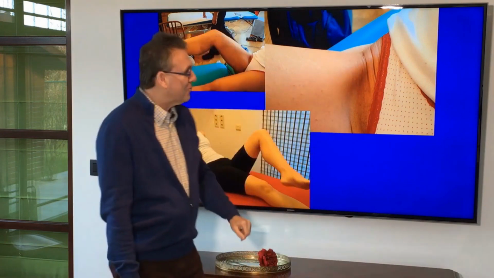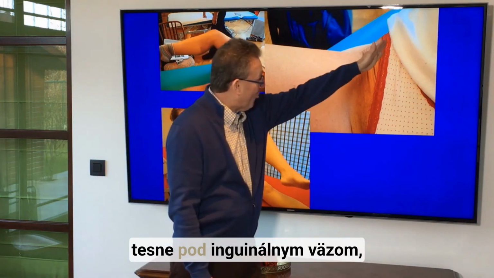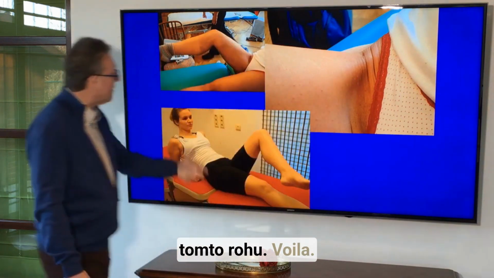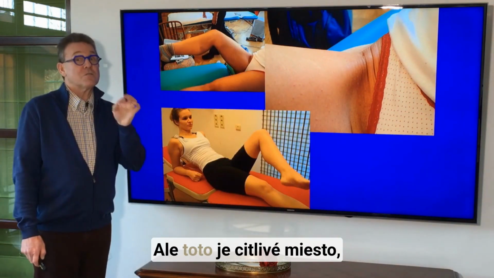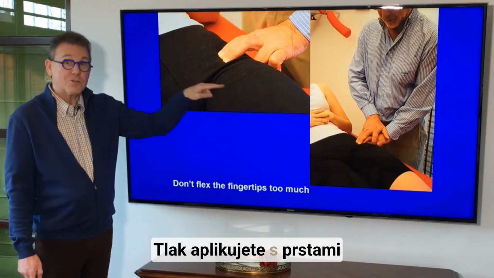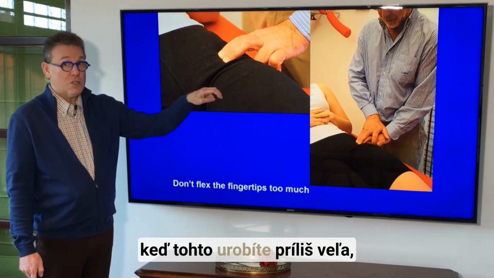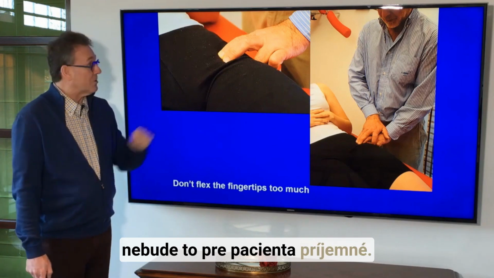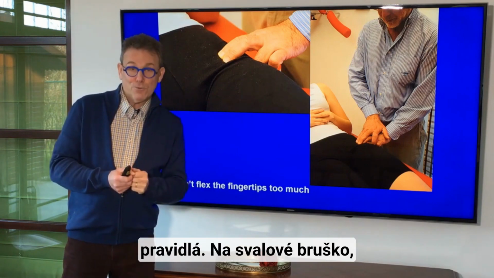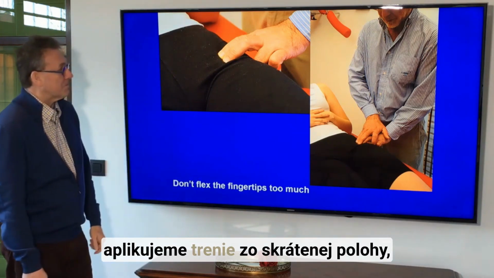Yeah? So where are you going to find the psoas? We're going to find the psoas over there. Just under the inguinal ligament, medial to the sartorius, in that corner. Voila. And you're going to friction over there. But this is a sensitive spot. So when we friction over there, you're going to friction with your fingers in a flat position. Yeah? The moment you do too much of this, it's not going to be pleasant for the patient. And the patient is also positioned in half lying because, remember the basic rules, a muscle belly, you friction from a shorter position.